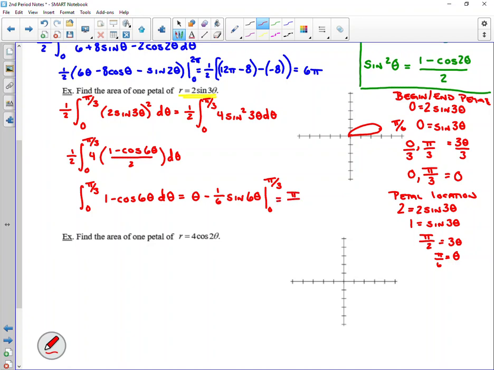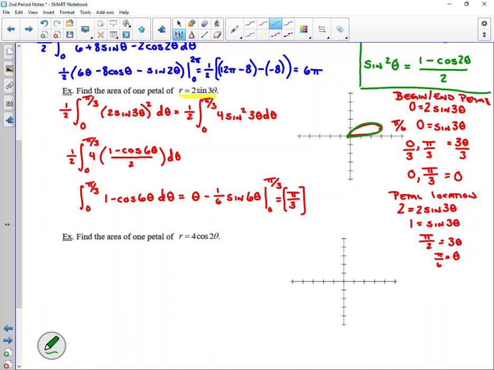Okay, so we got pi over 3. 1/6 of sine of 6 pi over 3, that's sine of 2 pi, right? So that's 0. And then 0 plugged in is just 0, so it's just pi over 3. Because 0 is where the petal started, right? And pi over 3 was where the petal ended. Yeah, and it's 1 petal. So if you wanted all 3 petals, you just multiply it by 3. So all 3 petals, your area would be pi. If you wanted all the petals, you just have to do it from 0 to pi, because that'd be the whole period.